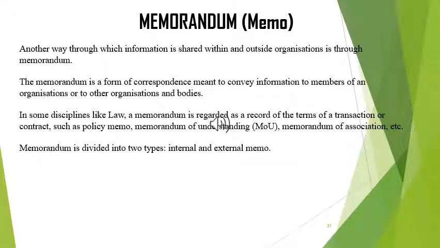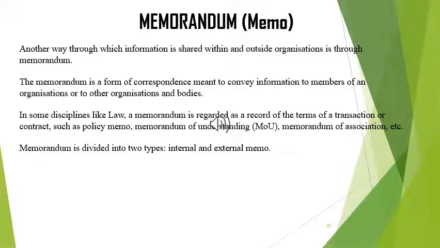The next kind of writing is the memo or the memorandum. Now, a memorandum is a kind of correspondence meant to convey information to members of an organization or to other organizations and bodies. So it's another way through which information is shared within and outside organizations, all right? And in some disciplines like law, for instance, a memo is regarded as a record of the terms of a transaction or a contract, such as a policy memo, memorandum of understanding, which is called MOU, memorandum of association, etc. And there are two types of memo, internal and external.